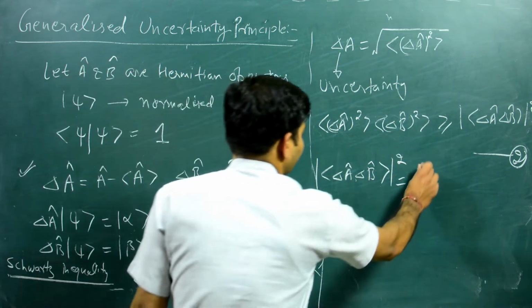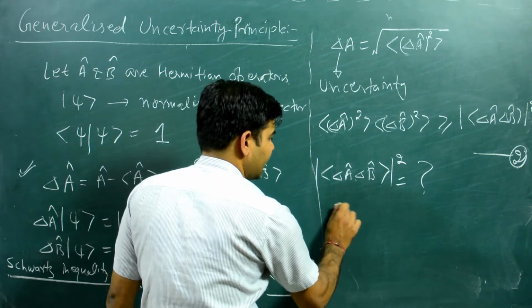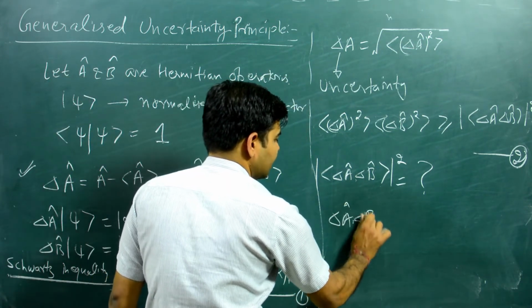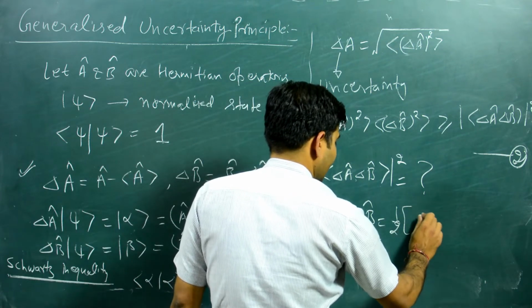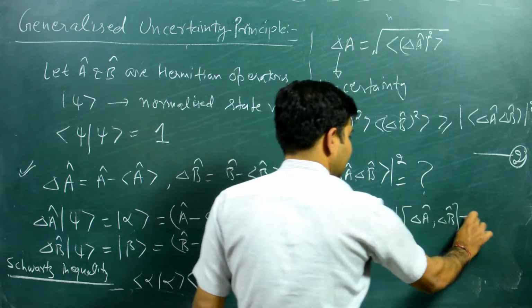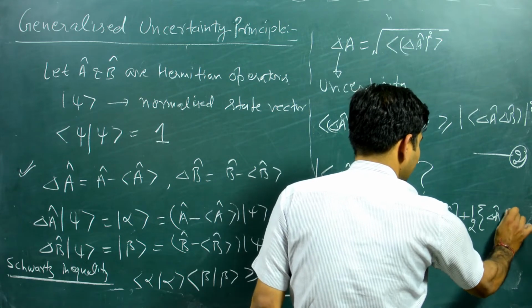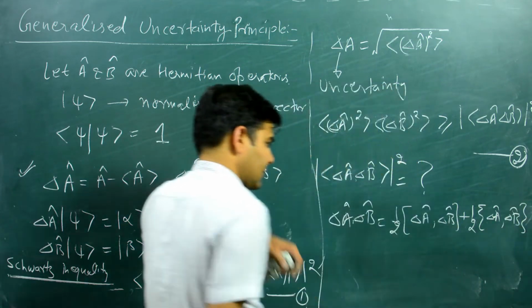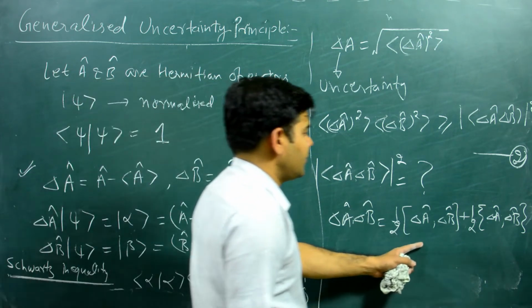Okay, that's what we have to find out: what's this thing equal to, delta A hat into delta B hat. This can be written as half of the commutator of delta A hat comma delta B hat plus half of the anti-commutator of delta A hat comma delta B hat. Okay, what's a commutator and anti-commutator?